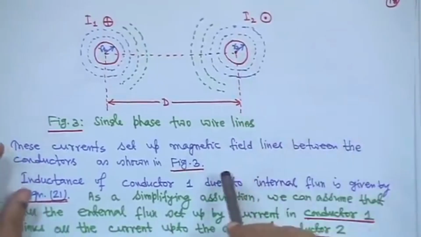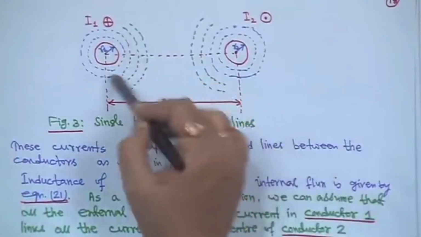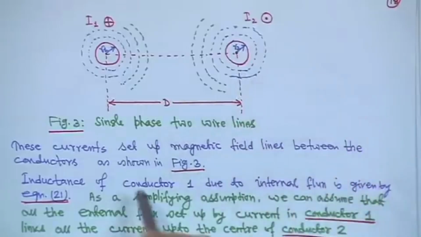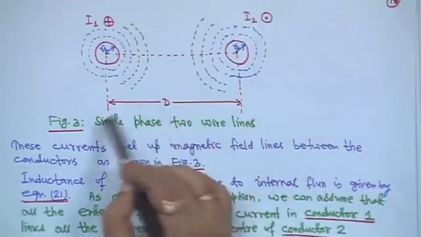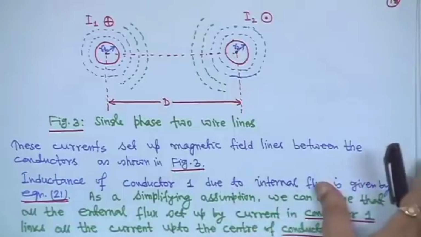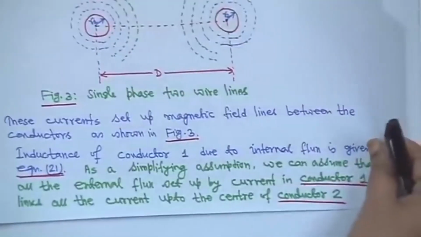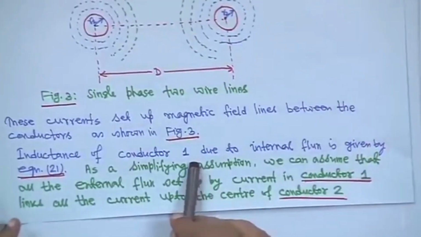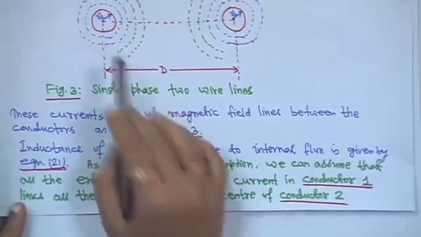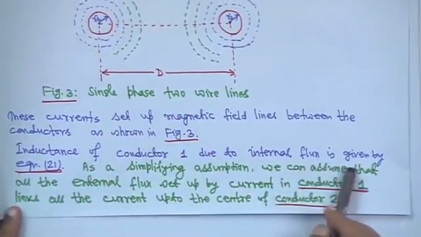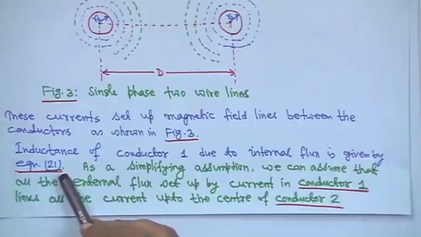This current sets up magnetic field lines, shown between the conductors in this figure 3. The inductance of conductor 1 due to internal flux is given by equation 21, which we have seen: half into 10 to the power minus 7 Henry per meter.